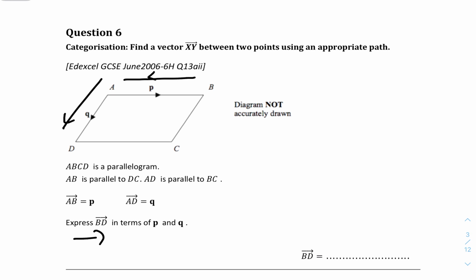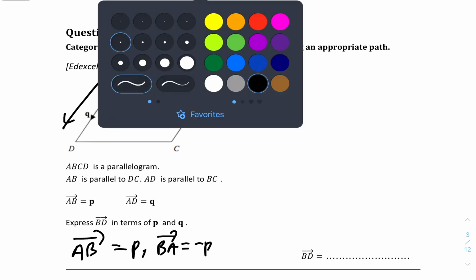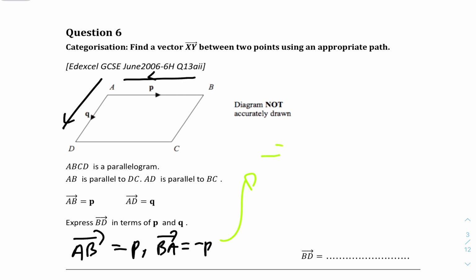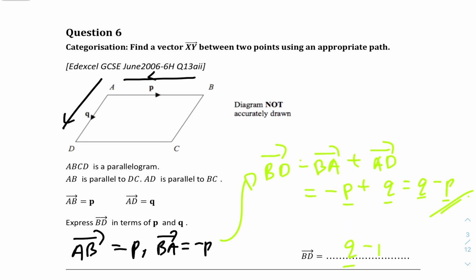So we know AB equals P, and we have to find BA. Therefore, it's basically the opposite where we put a negative sign. So BA equals minus P. So therefore, BD equals BA plus AD, which is minus P plus Q, which is basically Q minus P. So Q minus P, like so.